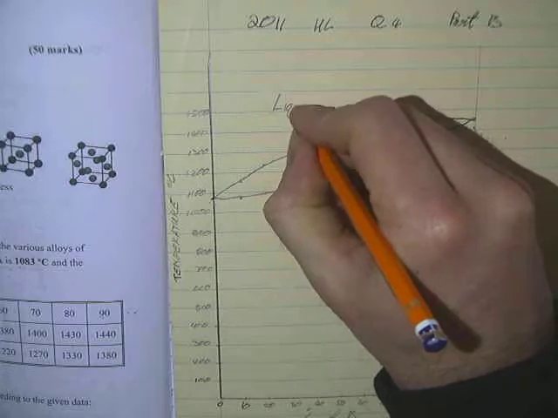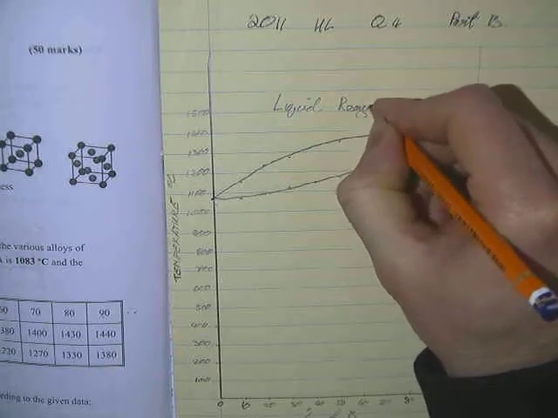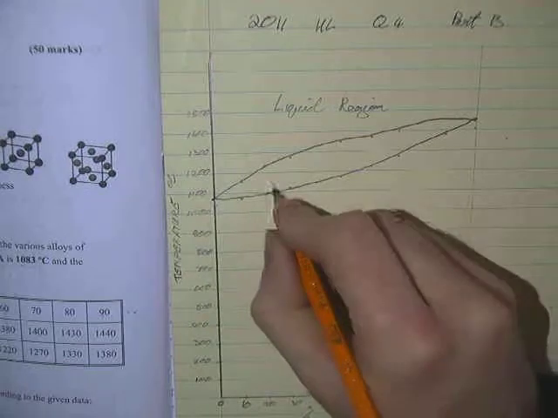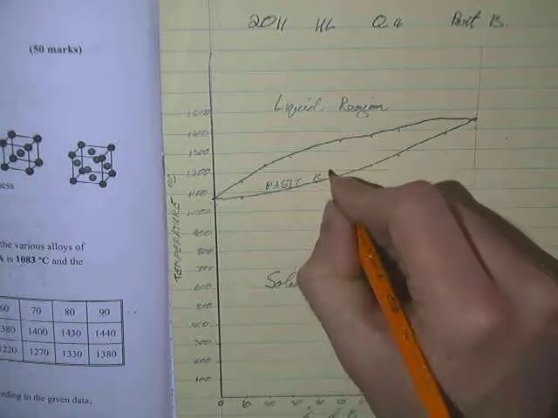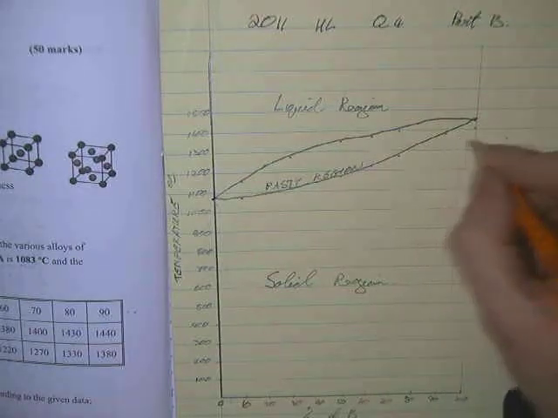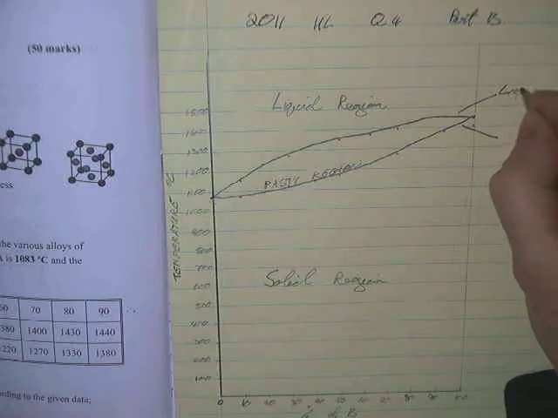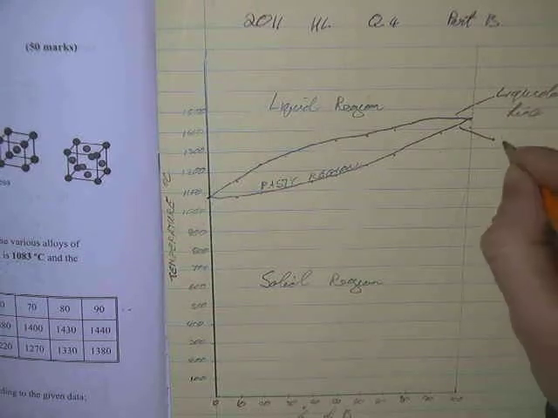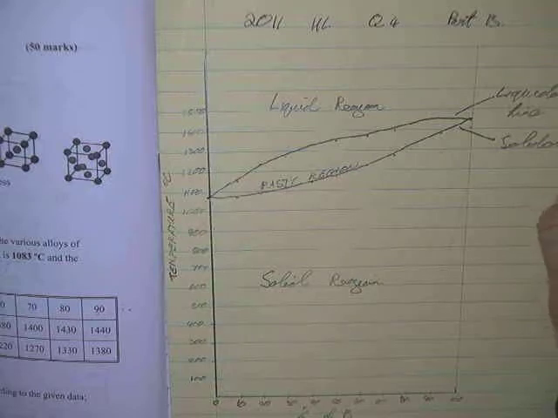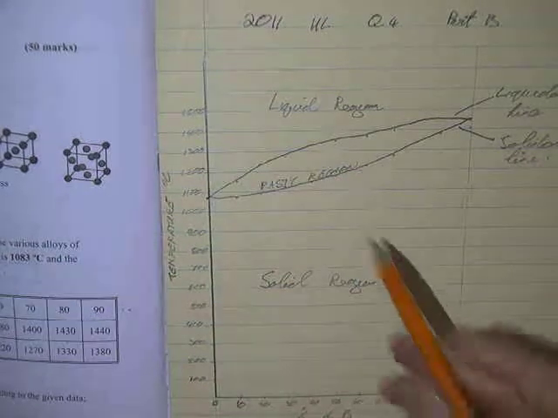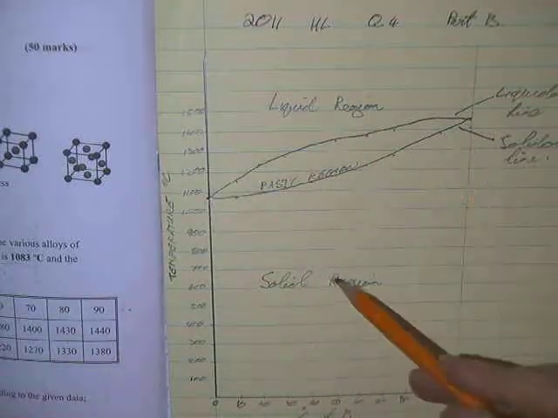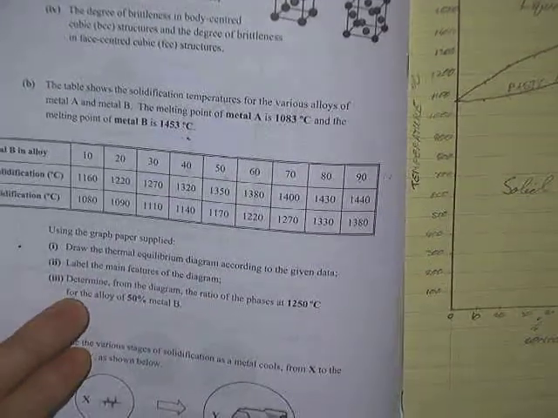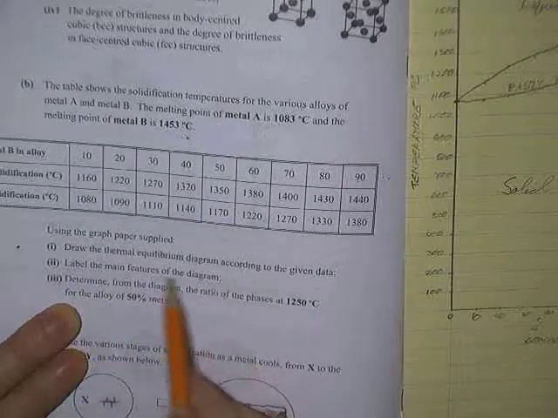The next part was to label the main features. So this is part 2. This is the liquid region. This is the solid region. This is the pasty region. This is my liquidus line. And this is my solidus line. So everything above the liquidus line is liquid, everything below the solidus line is solid, and everything in between the two is pasty.